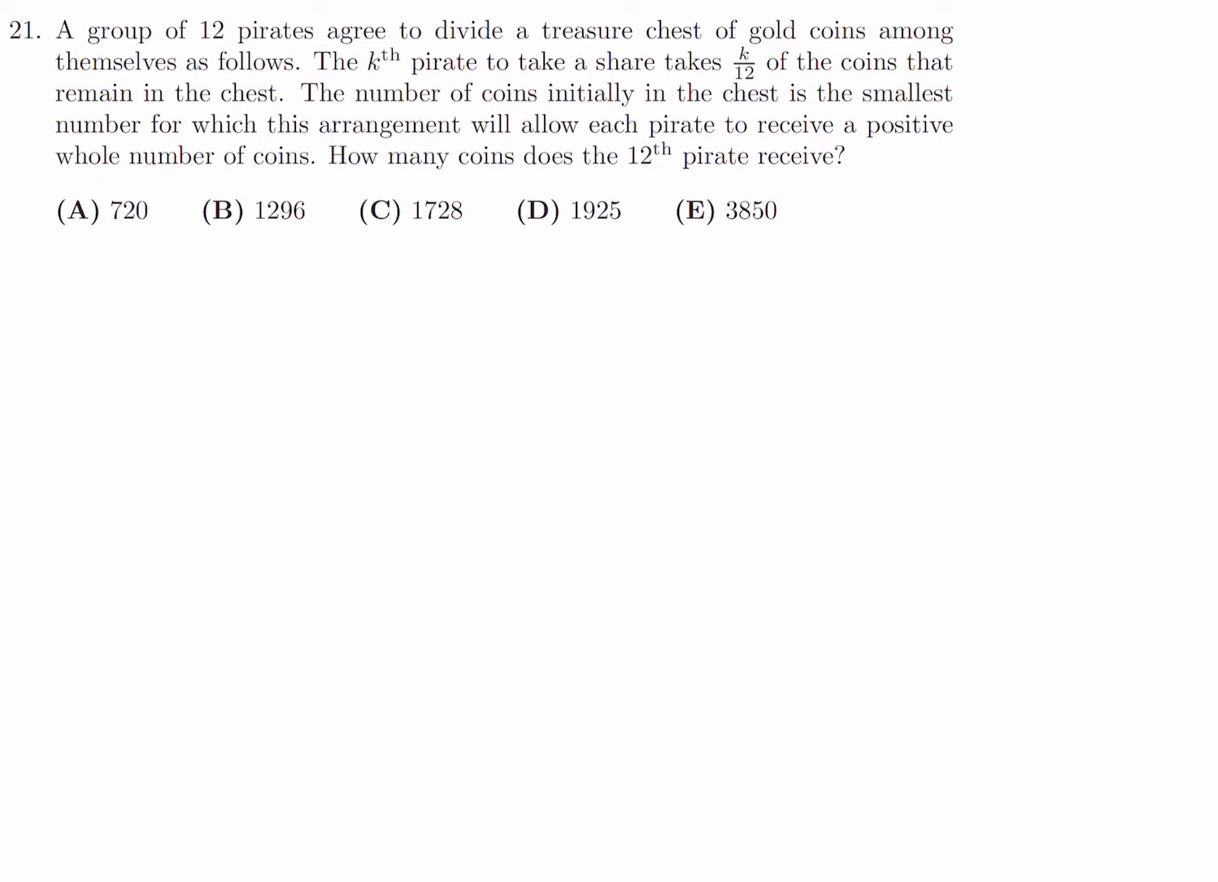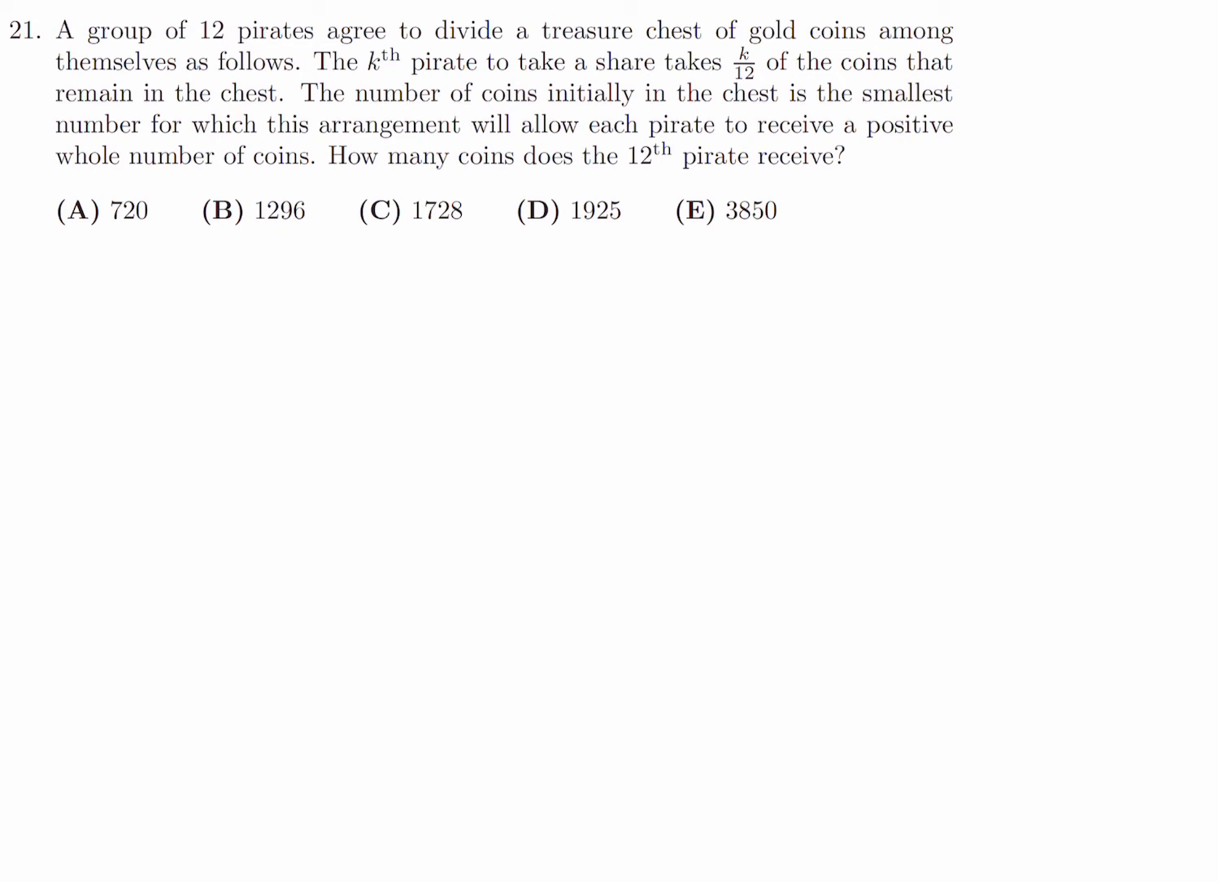A group of 12 pirates agree to divide a treasure chest of gold coins among themselves as follows. The kth pirate to take a share takes k over 12 of the coins that remain in the chest. The number of coins initially in the chest is the smallest number for which this arrangement will allow each pirate to receive a positive whole number of coins. How many coins does the 12th pirate receive?